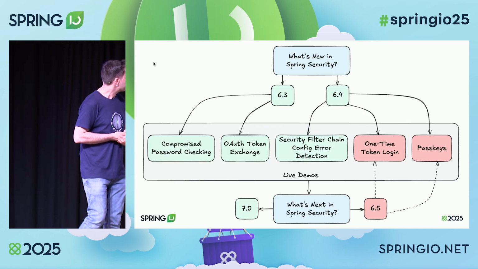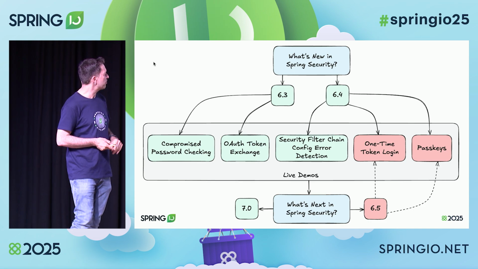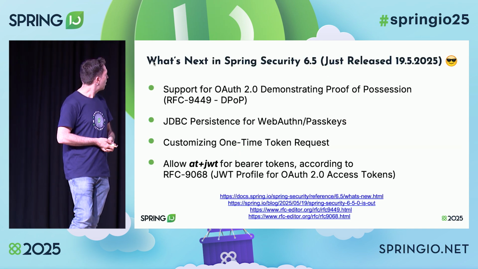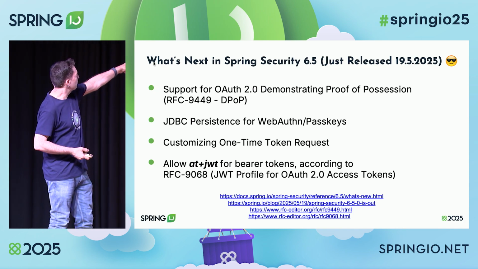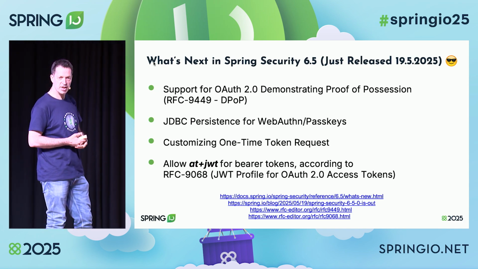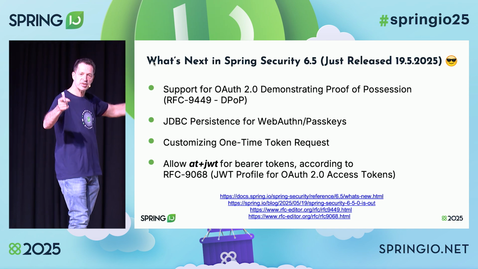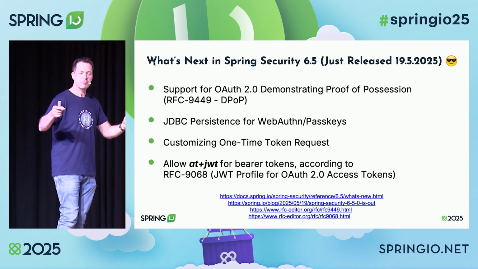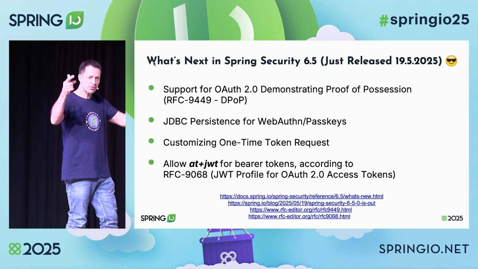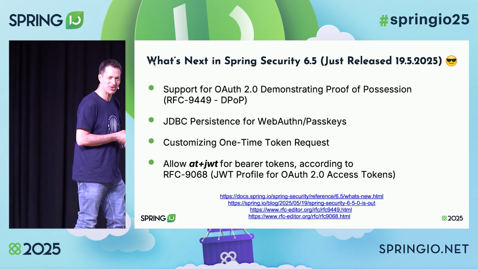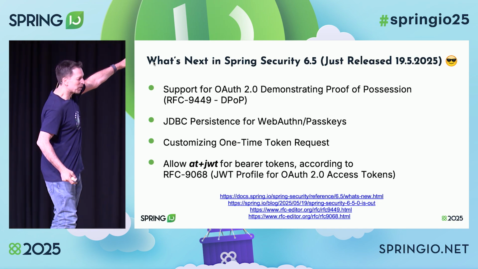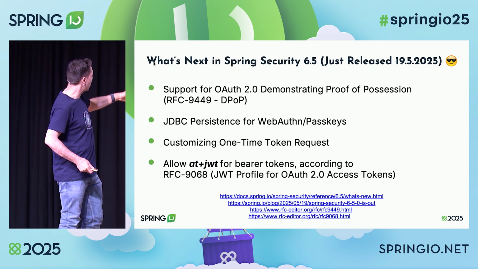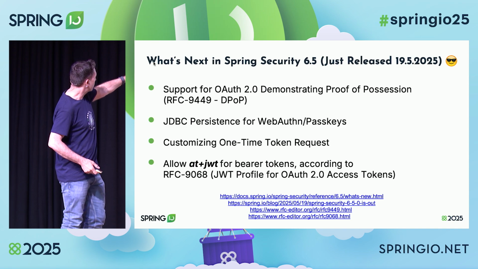Yeah. So with 6.5, there was not really big new things. The biggest thing is the support for the demonstrating proof of possession. A really long sentence. Who knows that specification? So who uses single-page applications? Who wants to get rid of token stealing in the single-page application? So that is one good thing to get rid of that. So it basically binds token now. I have a separate slide just in a moment.